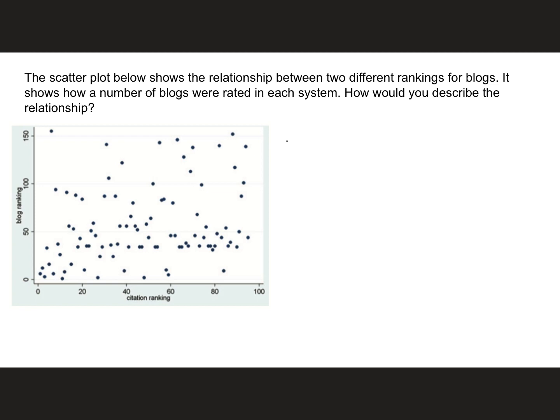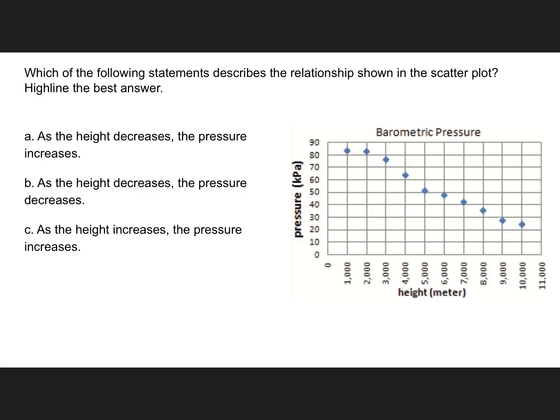Okay. Again, the scatter plot shows the relationship between two different ratings for blogs. It shows the number of blogs that were rated in each system. How would you describe this relationship? Again, you're using positive correlation, negative correlation, no correlation, or nonlinear correlation. Which of the following statements describes a relationship shown in the scatter plot? Highlight your best answer. Okay, so you're going to choose which one.